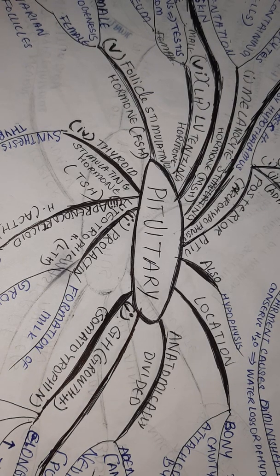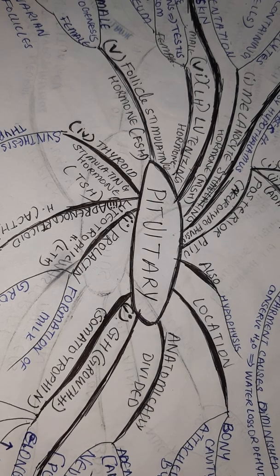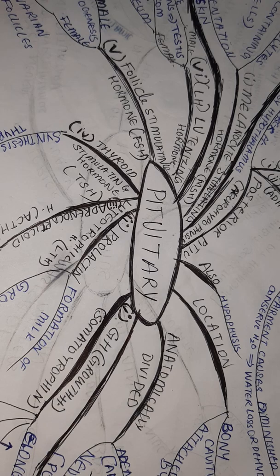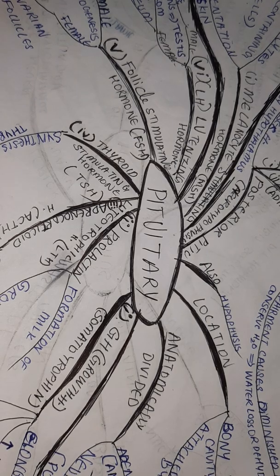In today's video, we will discuss about pituitary gland. This is included in Biology Class 11th NCERT textbook, Chapter 22, Chemical Coordination and Integration. If you haven't watched the previous videos of this chapter, do watch that first. Now let's start with pituitary gland.